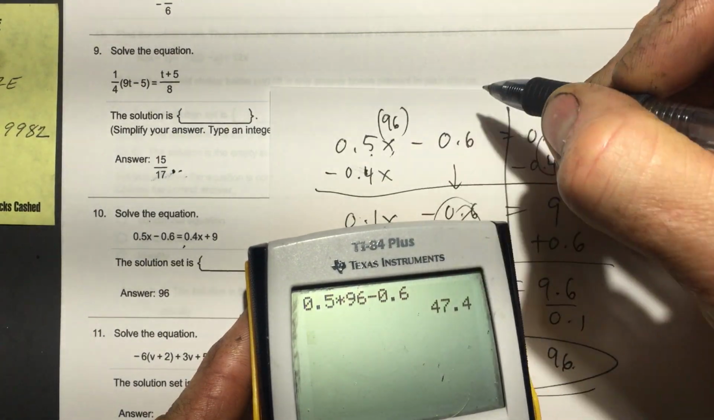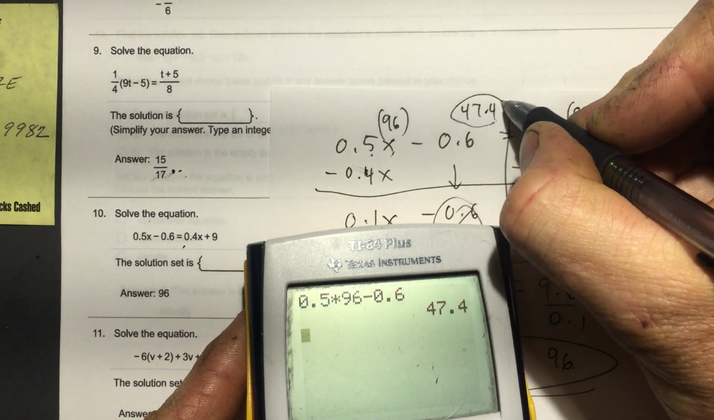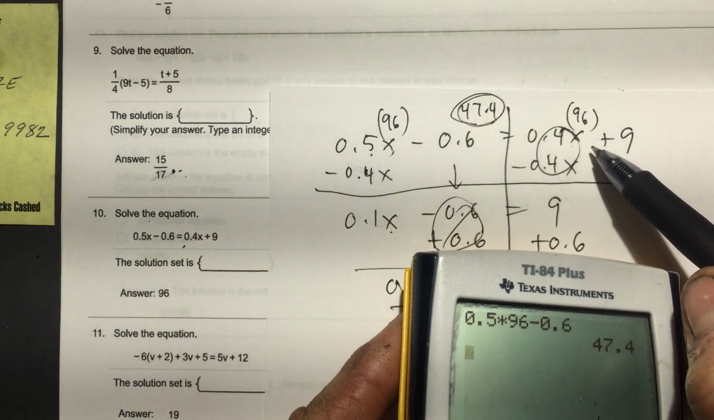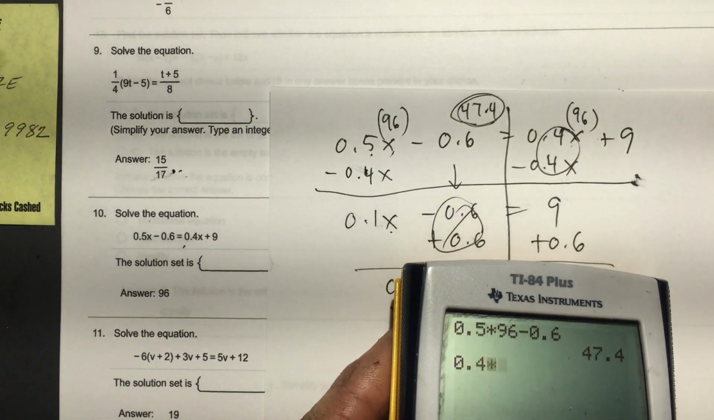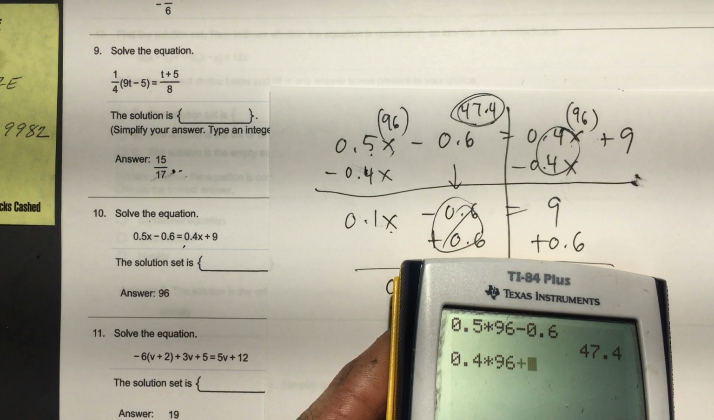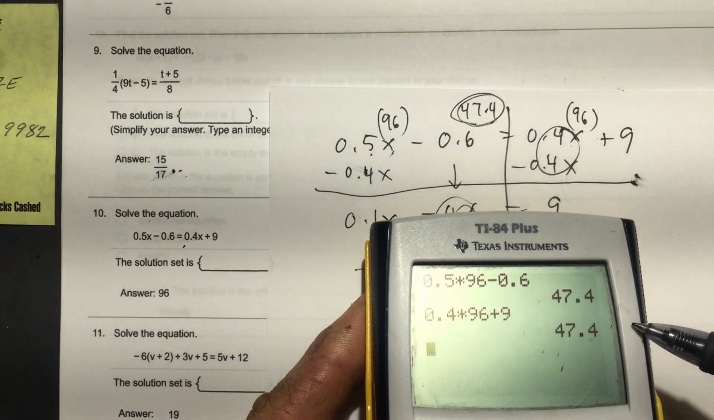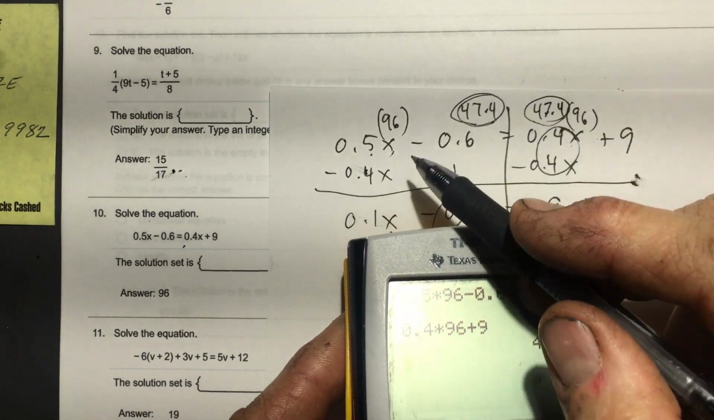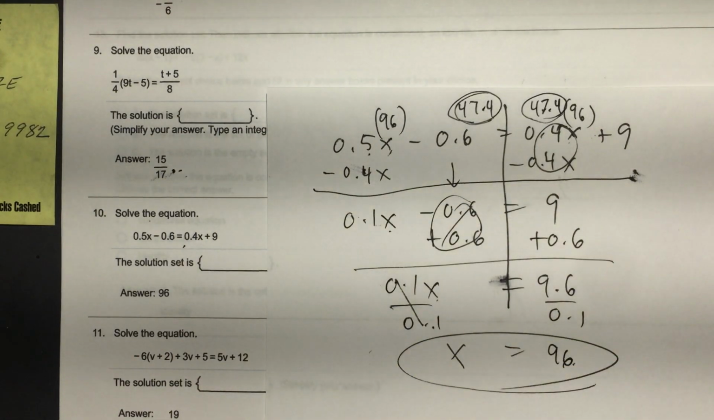So when I put 96 on this side, I get, let me write it here, 47.4. All right, what did I get when I put 96 in on that side? So I got 0.4 times 96 plus 9. And look at that, I get 47.4 again on this side. So I get the same value, which tells me I've got the correct solution. So that's how you can check these as you do them.